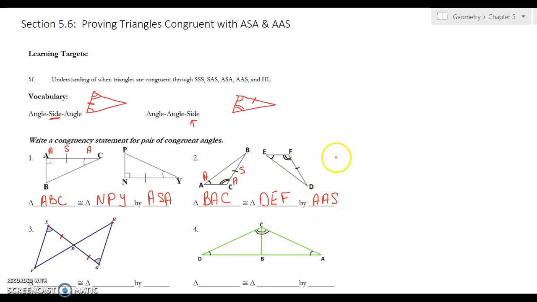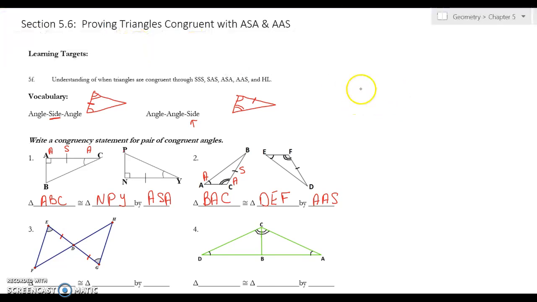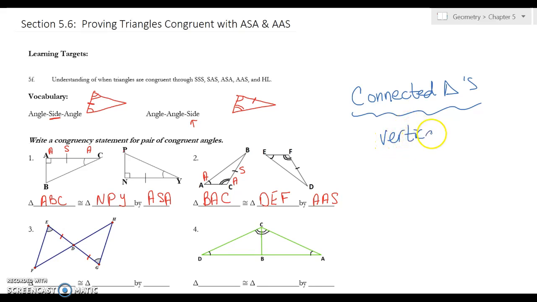So these first two examples are examples when triangles are not connected. But remember, if you have connected triangles, there's some things you need to look for. The things you need to look for first are vertical angles. And remember, we look for vertical angles because vertical angles, if this is 40, this is 40. So vertical angles are equal. So that's the first thing you look for.